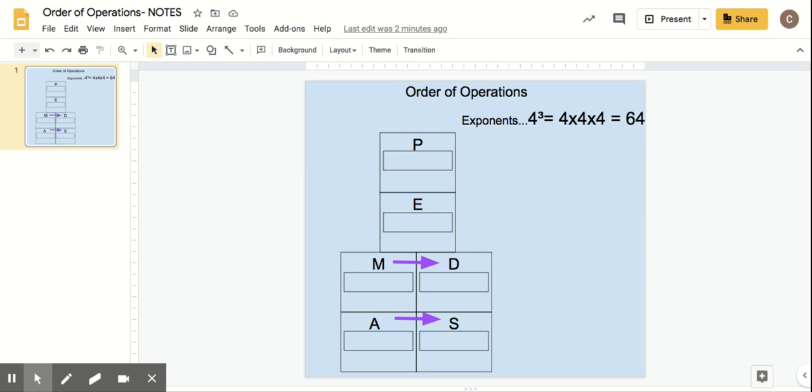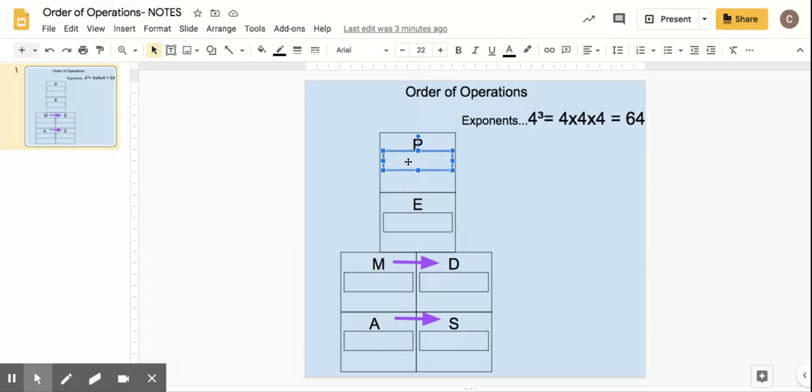Okay, so now we're going to look at the order of operations. Please go ahead and draw this diagram in your journal. You do not need the boxes. So I have shown you an example of what yours should look like. Please just draw the PEMDAS squares, and you can draw two arrows on the multiply and divide and add and subtract.